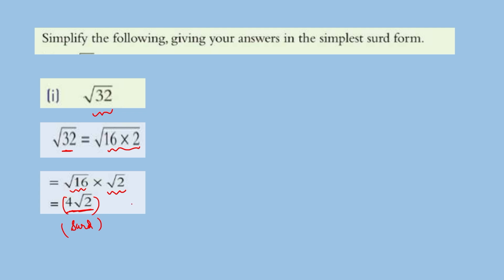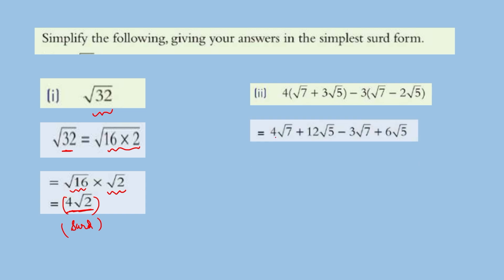Okay, now we'll take another example. For example, we have 4 root 7 plus 3 root 5 minus 3 into root 7 minus 2 root 5. First of all, we'll open the brackets and multiply. When we open the brackets, we get 4 root 7 plus 4 into 3 root 5, which is 12 root 5. Here we have multiplied the rational number with the rational number and kept the surd separately. Now we have multiplied 3 and root 7 to get minus 3 root 7, and here plus 6 root 5.